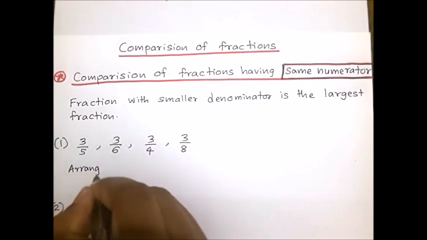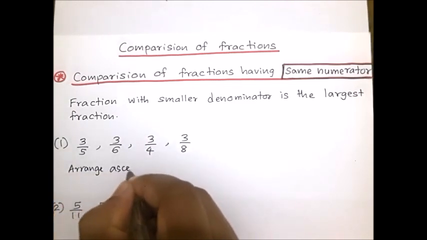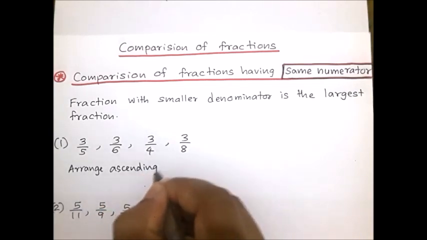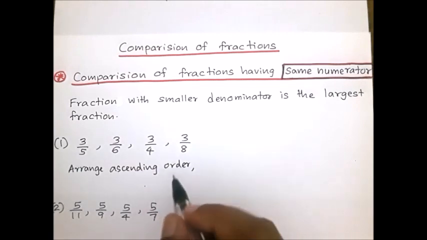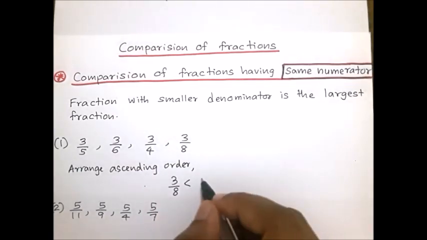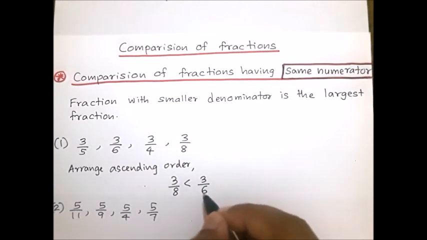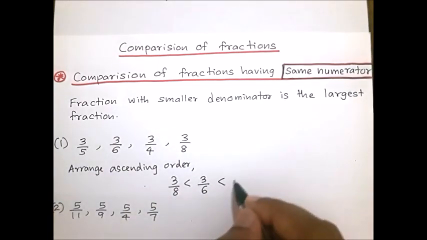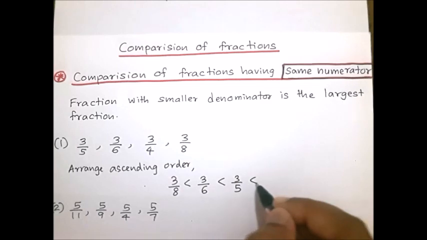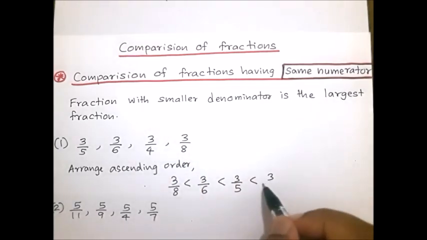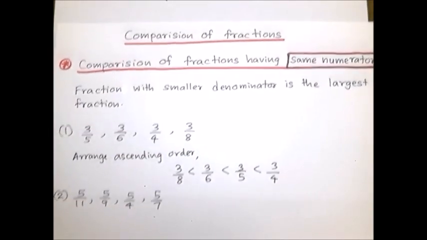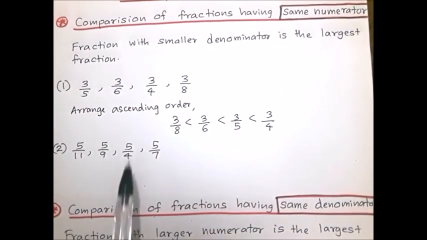Arrange in ascending order. When you arrange this in ascending order, first you have to write the smallest one. It is 3/8. Then 3/6. Then 3/5. Largest one is with smallest denominator. It is 3/4. Look at the second example.